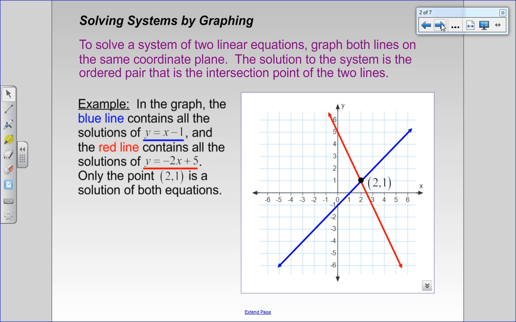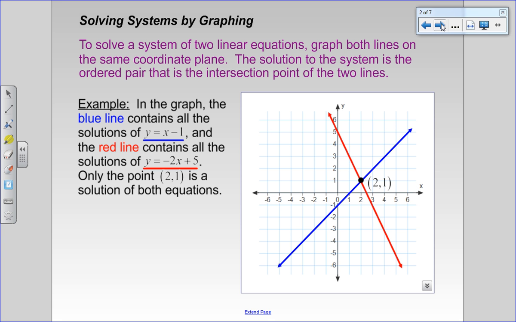One way in which we can solve a system of two linear equations is to graph both lines on the same coordinate plane. The solution to the system is the ordered pair that is the intersection point of the two lines. We can see from the example on the slide, the blue line contains all the solutions of the equation y equals x minus 1, and the red line contains all the solutions of the equation y equals -2x plus 5. Only the point (2, 1), the intersection point, is on both of the lines, and therefore that's the only point that is a solution of both equations. This makes it the solution of the system.